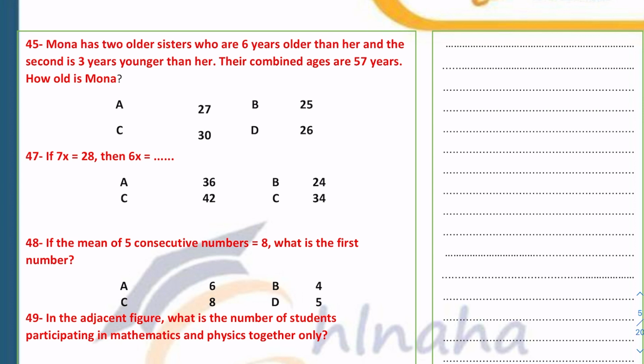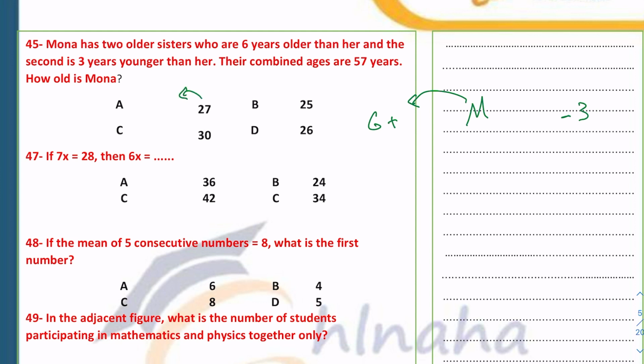Mona has 2 older sisters. One is 6 years older than her, and the second is 3 years younger than her. Their ages equal 57 years. How old is Mona? So we have Mona, and one is more than Mona by 6, and one is younger than Mona by 3. Okay, how can we find the age of Mona? I can use the choices and I can write an equation.